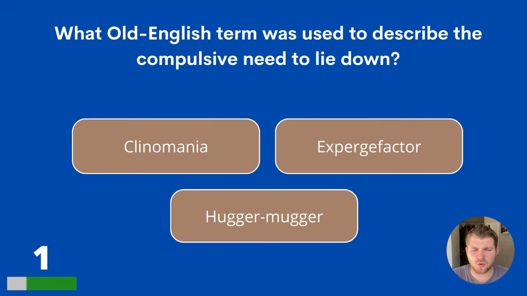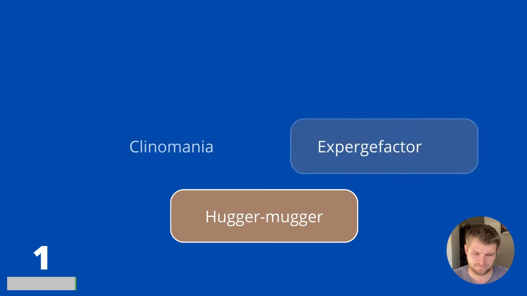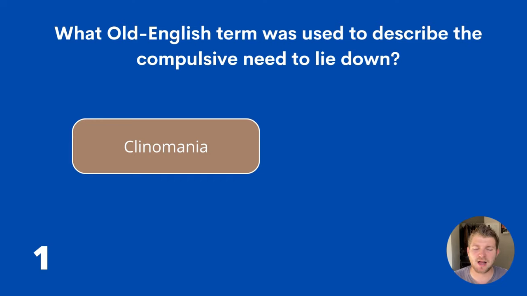Question 1. What Old English term was used to describe the compulsive need to lie down? Clinomania, expurgifactor, or hugger-mugger? The answer is clinomania.